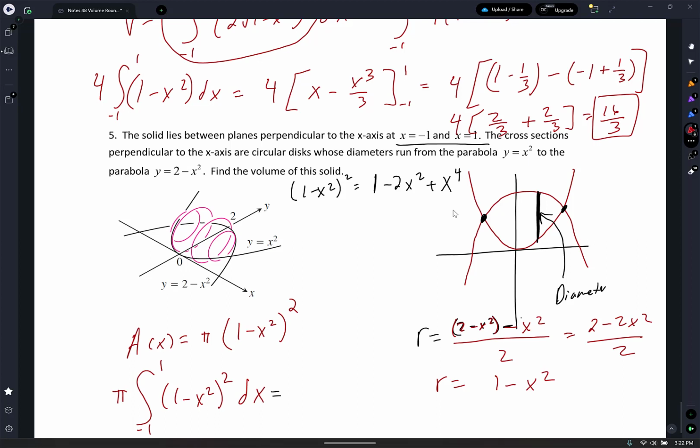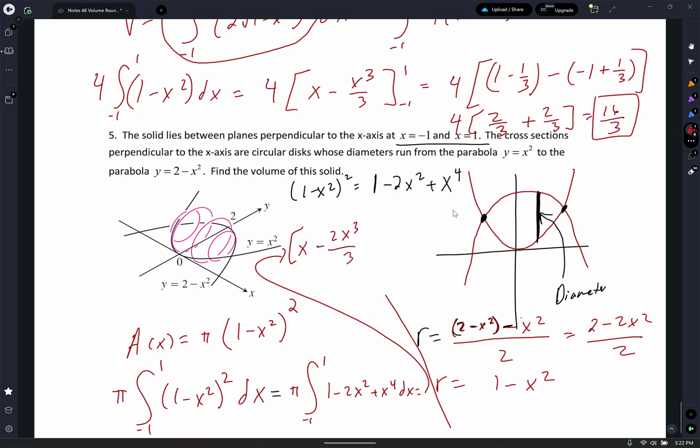Equals pi on the outside, integral from -1 to 1 of 1 minus 2x squared plus x to the 4th dx. Let me write it up here. The antiderivative of 1 is x. The antiderivative of 2x squared is 2x cubed over 3. And the antiderivative of x to the 4th is x to the 5th over 5, from -1 to 1. I'm kind of regretting going from -1 to 1. I kind of wish I would have done 0 to 1 and then just multiplied by 2, but that's fine. Are we still okay? All right.